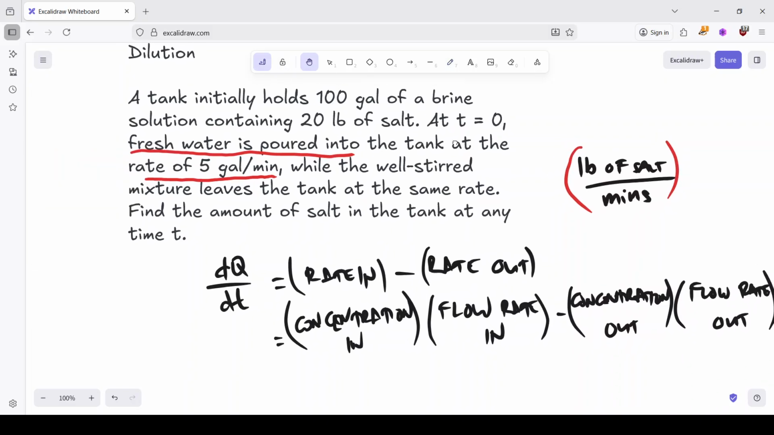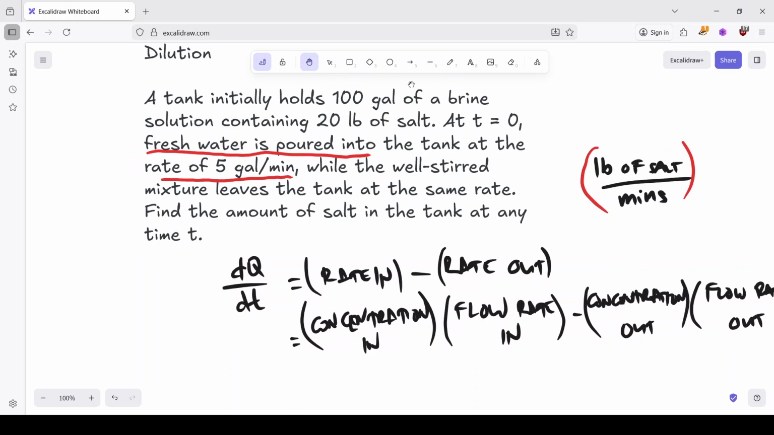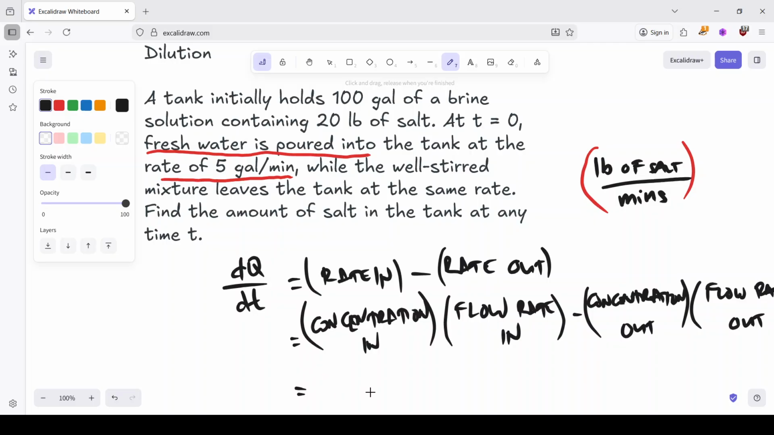So a tank initially holds 100 gallons of brine solution, containing 20 pounds of salt. At time 0, fresh water is poured into the tank at the rate of 5 gallons per minute. So this is the flow rate in. Flow rate in is 5 gallons per minute.